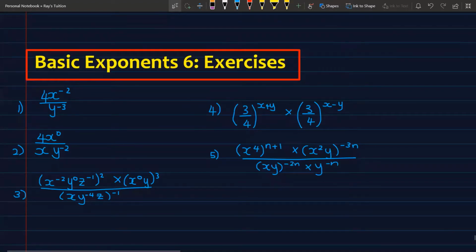Hi everybody and welcome to this video on basic exponents. In this video we're having a look at some exercises.